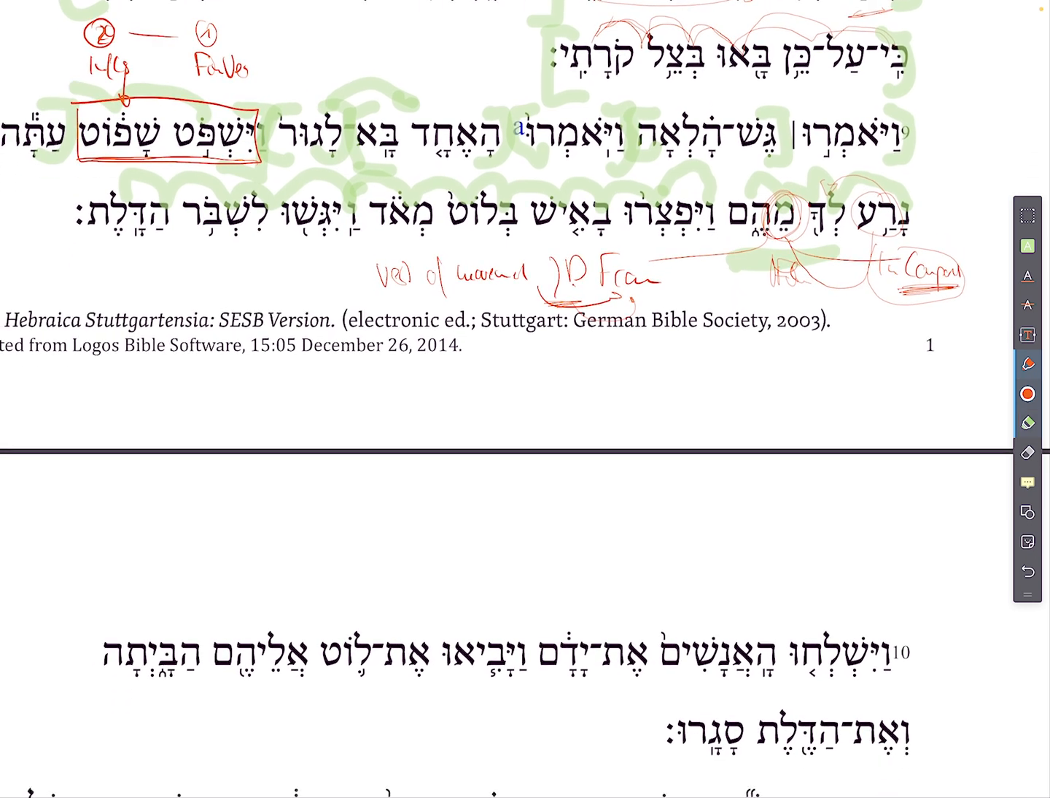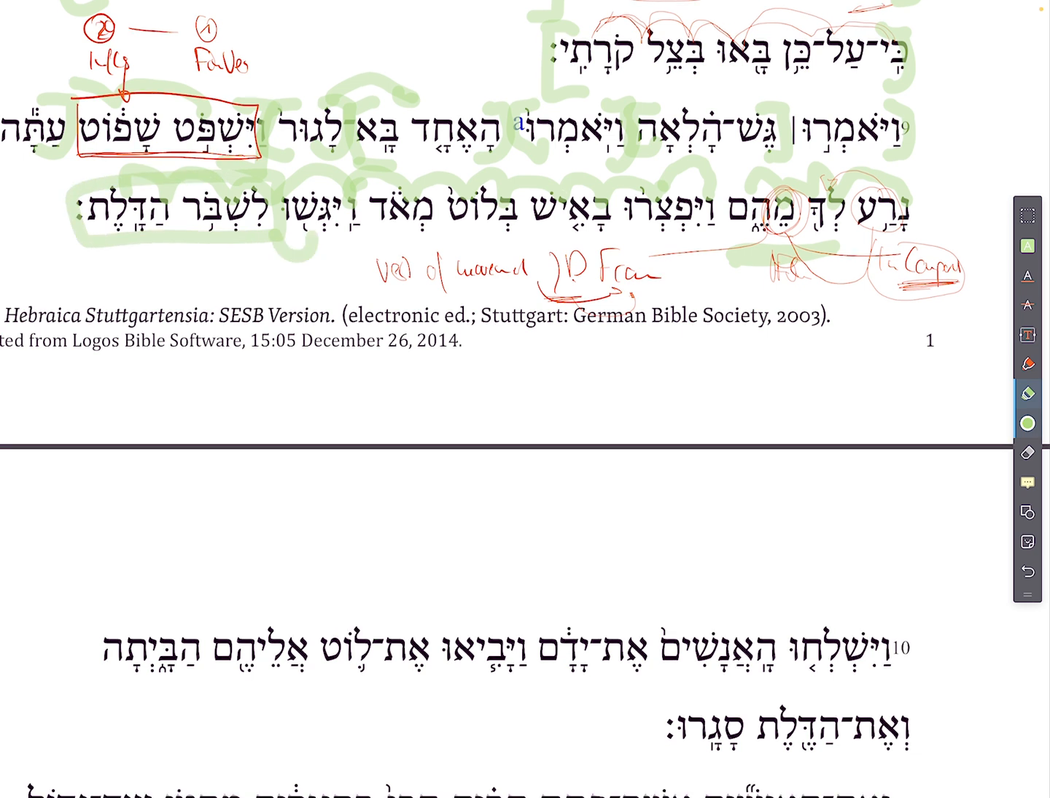You see here at the end, again, a dependent clause, lishbor, dependent on the independent clause, vayigshu. So, and they drew near for the purpose of breaking the door.